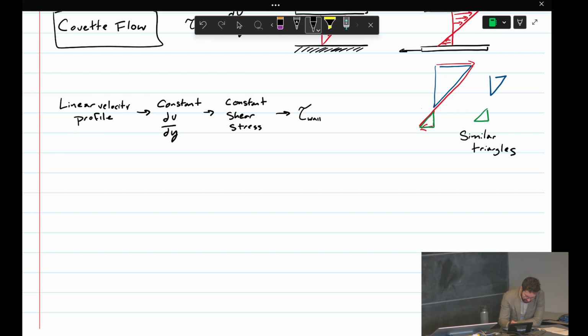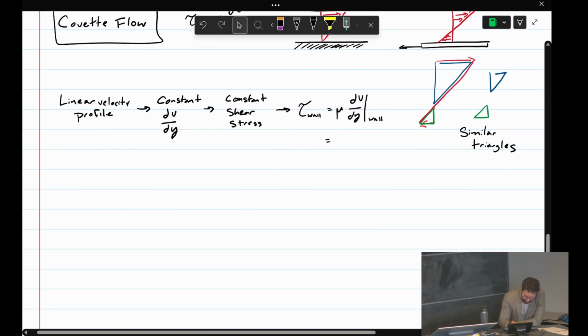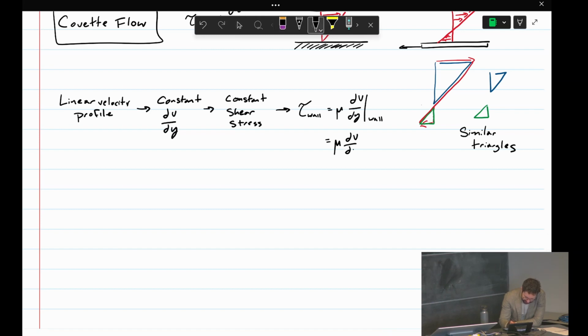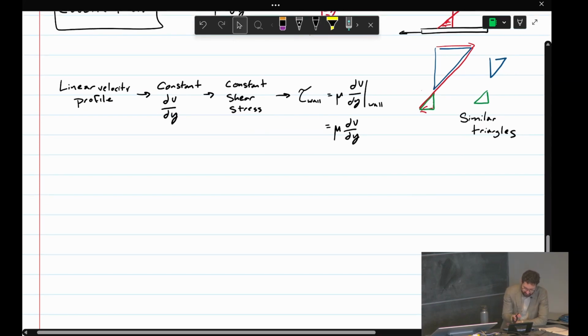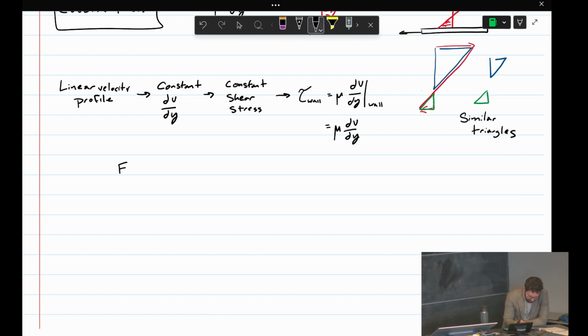Therefore, tau wall, which is the wall shear stress, is mu du dy at the wall. That is always true. But in Couette flow, we can just say mu du dy because we only have one du dy. It's constant throughout our fluid. Now to get the force on the plate, this again is generally true. So F, I'll call this F plate. We have to integrate the wall shear stress, which could vary along the plate, dA. So this is generally true, what I've just written.